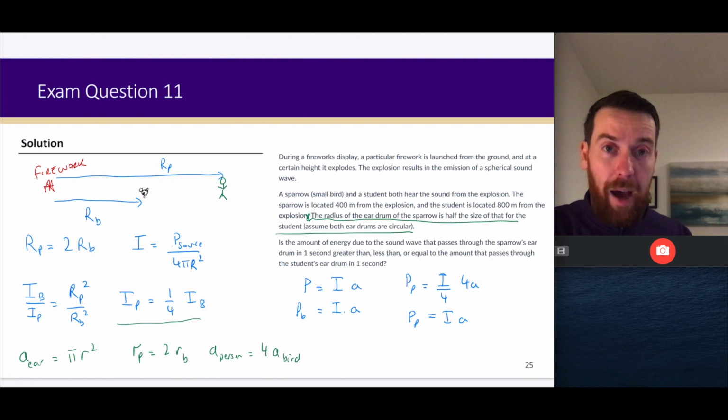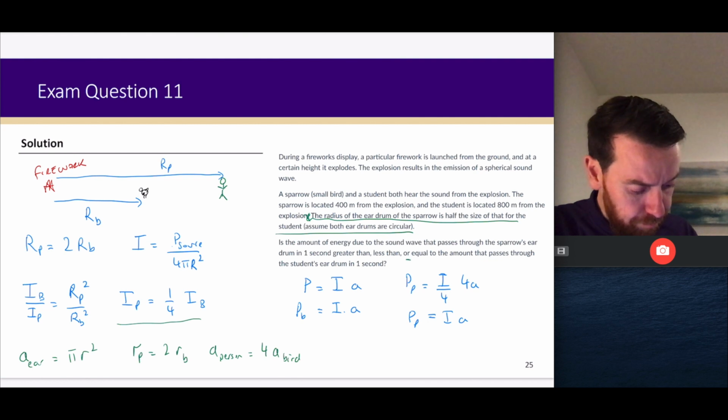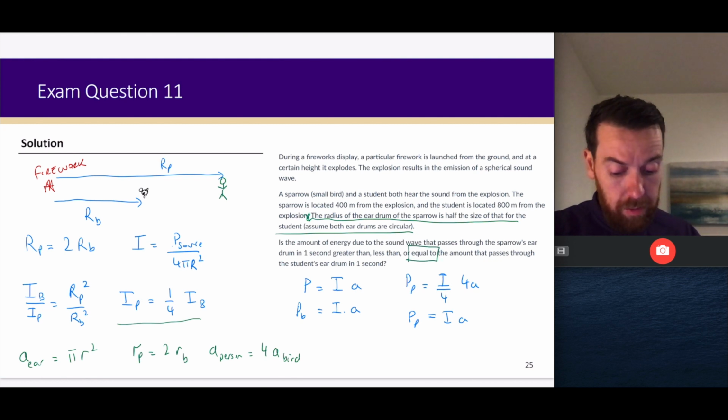So having twice the distance reduces for the person, twice the distance from the source, reduces the intensity by a factor of 4, but their eardrum has twice the radius, which, with the area of the eardrum, is going to increase the area of the eardrum by a factor of 4. So it ends up being the exact same amount of energy passing through the student's eardrum per second as it is through the sparrow's eardrum per second. So the correct answer is equal to. Okay, I'll wrap that question up there and follow up question 12.